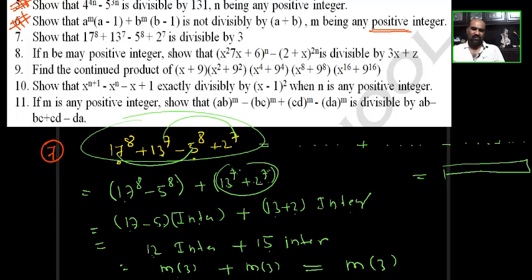So this is 17 minus 5 into an integer, so 12 into an integer, meaning a multiple of 12, and with this one a multiple of 15. A multiple of 12 means obviously a multiple of 3 only. A multiple of 15 means obviously a multiple of 3 only. This is a multiple of 3, this is a multiple of 3, the addition is also a multiple of 3. At last you need to write, therefore this is divisible by 3.